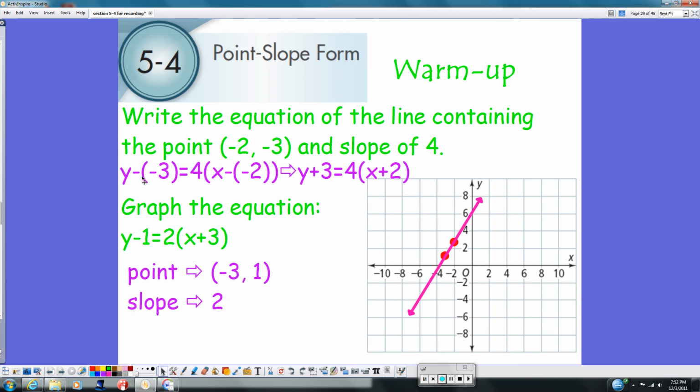In this one, we use our point-slope form y minus y1, so y minus -3 equals 4 times x minus x1, x minus -2. Fix those double negatives to become y plus 3 equals 4 times the quantity x plus 2. The second one, our point is -3 because remember it's minus a negative to become that plus sign, and a positive 1, and our slope is 2. So we put a dot on (-3, 1), and from there we're going up 2 and over 1.